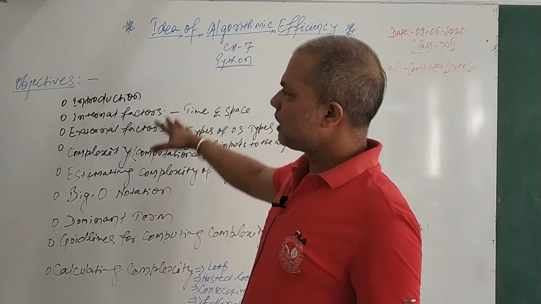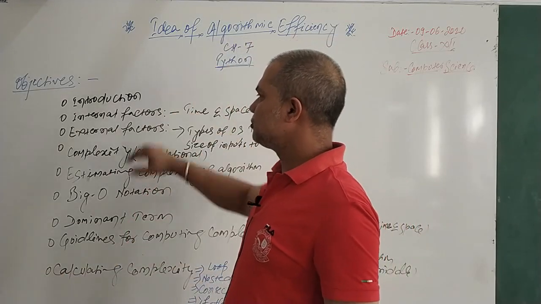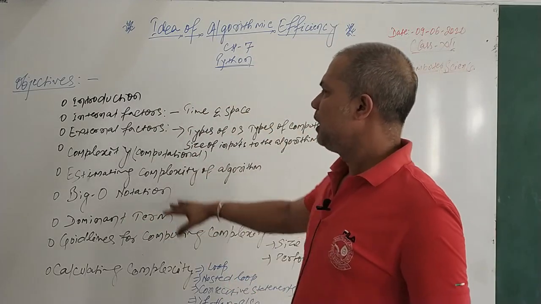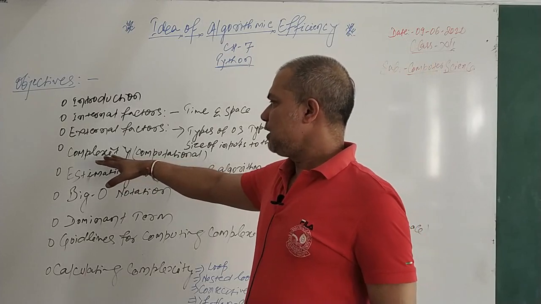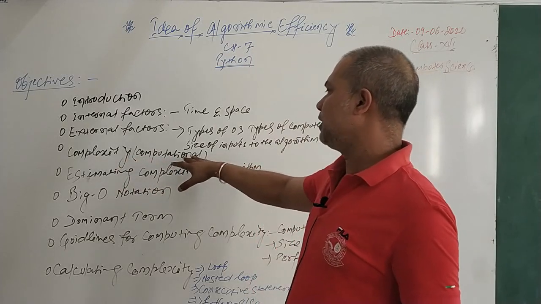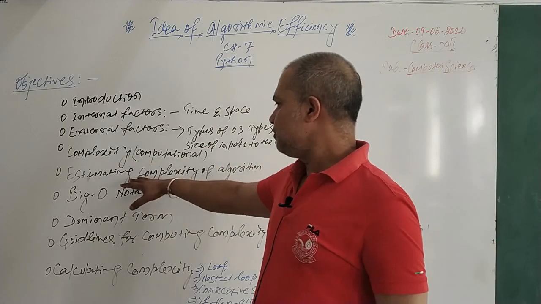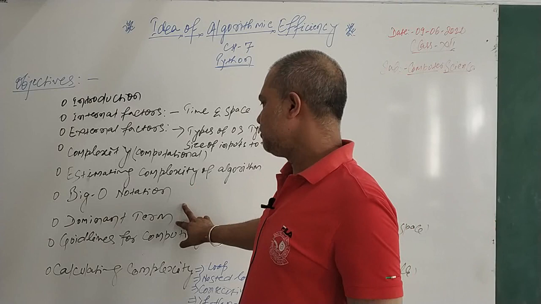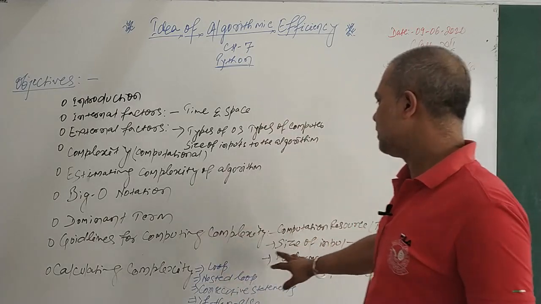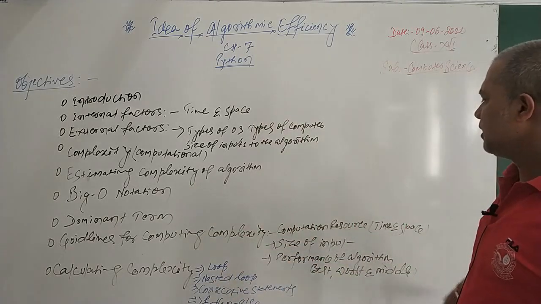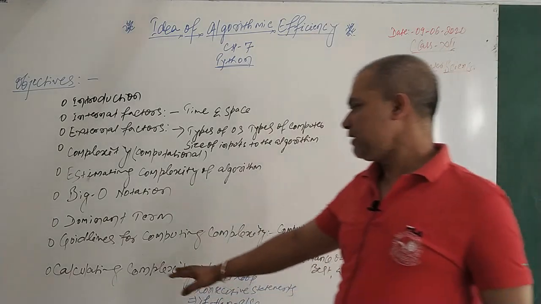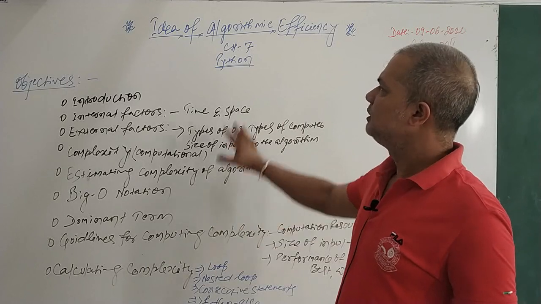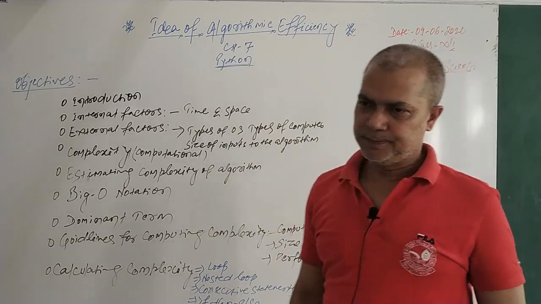So certain objectives are there as I have jotted down. You have the introduction, then the internal factors and the external factors that affect the algorithm's performance or efficiency, then the computational complexities, and then estimating the complexity of an algorithm: big O notation, dominant term, and guidelines for computing complexities. There are again different guidelines that we'll see, and calculating the complexity. There are some factors on which we basically calculate the algorithm complexity.